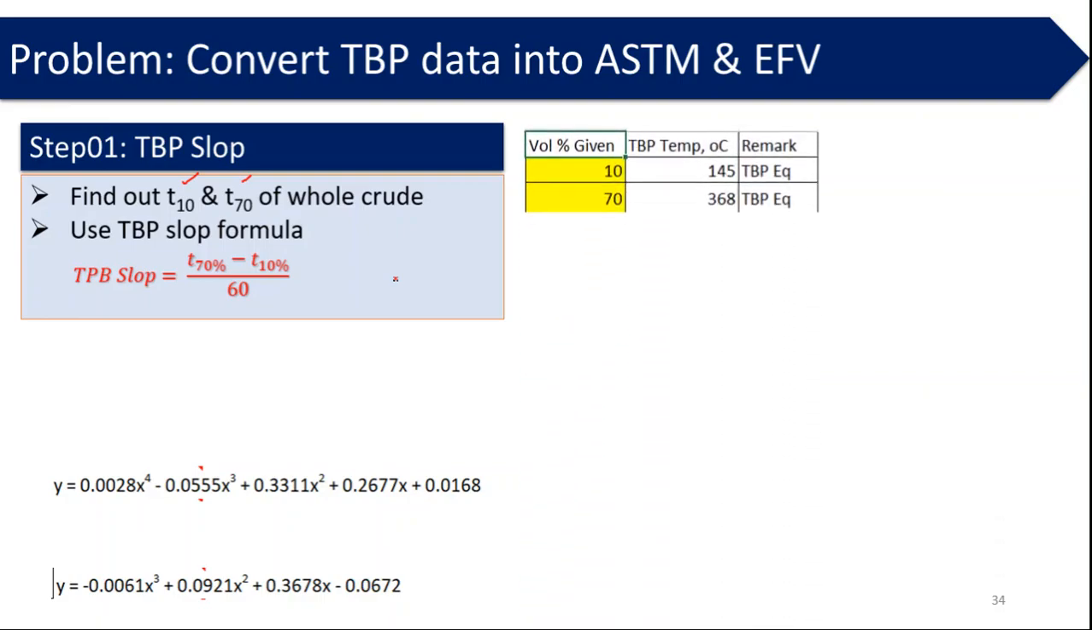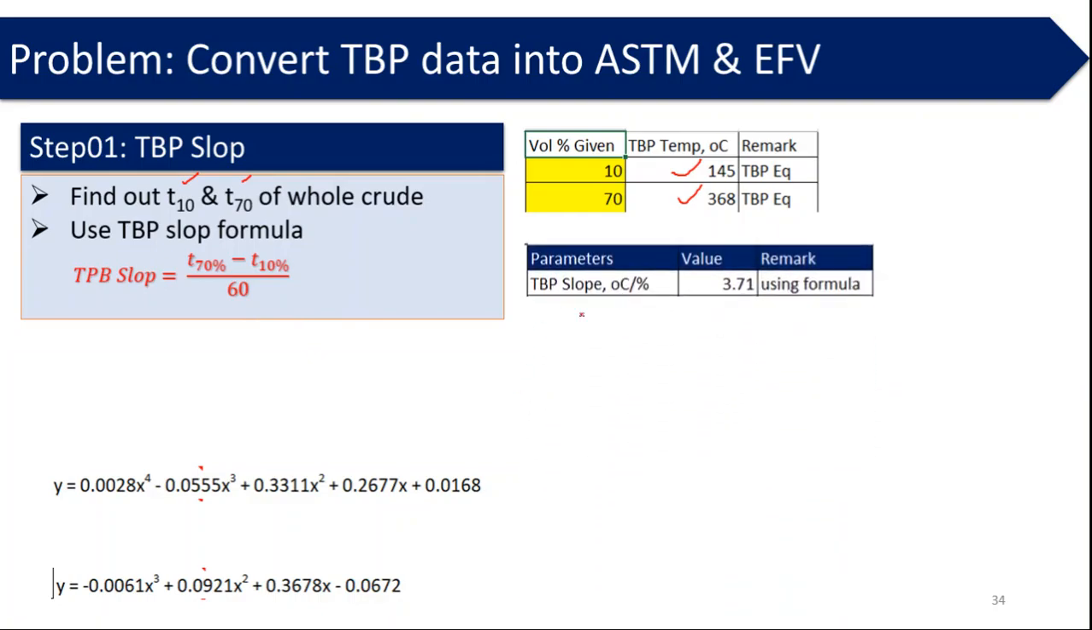T10 and T70 can be calculated with the help of the TBP equation. T10 is 145 degrees Celsius and T70 is 368 degrees Celsius. So with the help of the formula you can find out the TBP slope. The TBP slope will be 3.71 if you put these two values in this equation. So you will find the TBP slope.